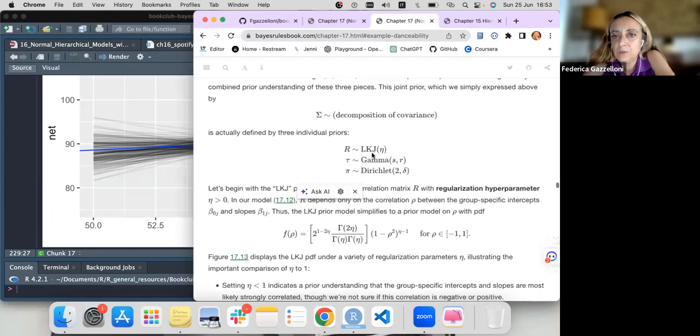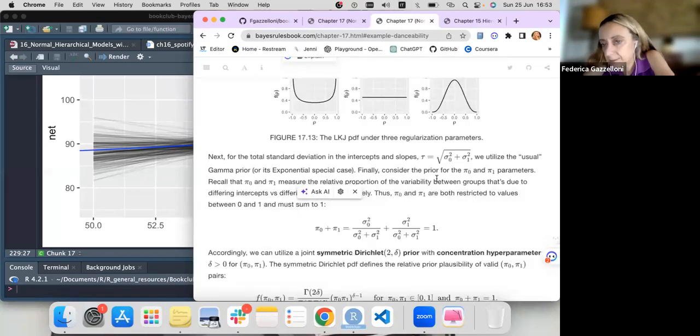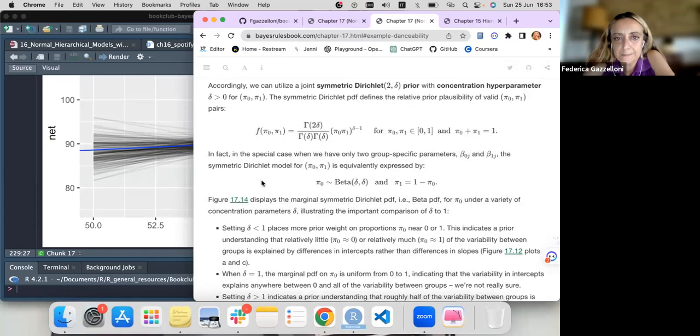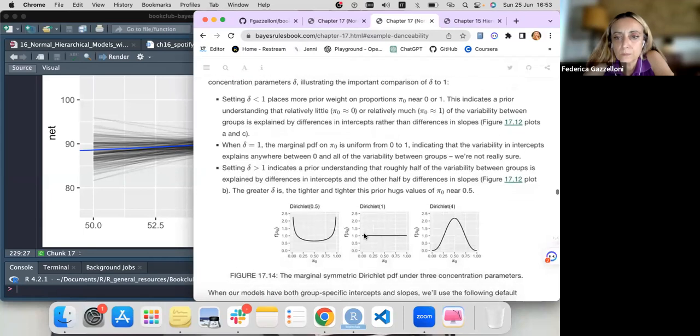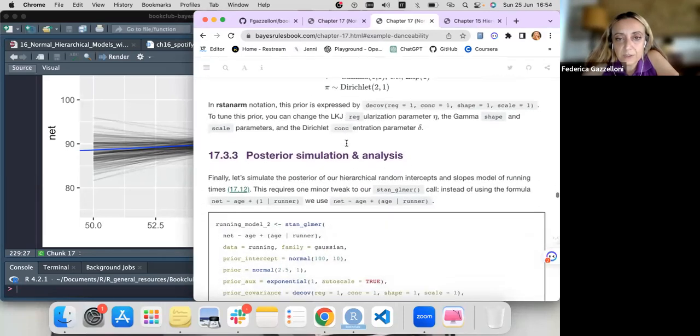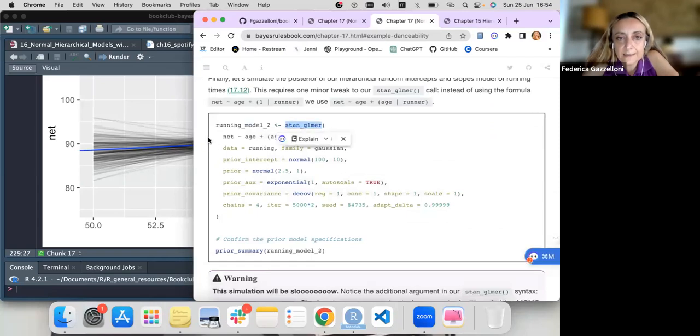And so basically we use this gamma and Dirichlet distributions, accordingly utilizing a joint symmetric Dirichlet prior with concentration parameters, which is equivalent to expressing it by a beta. We can do the same reasoning with the parameter delta. So a bit of theory, but then running the model is the same as before.